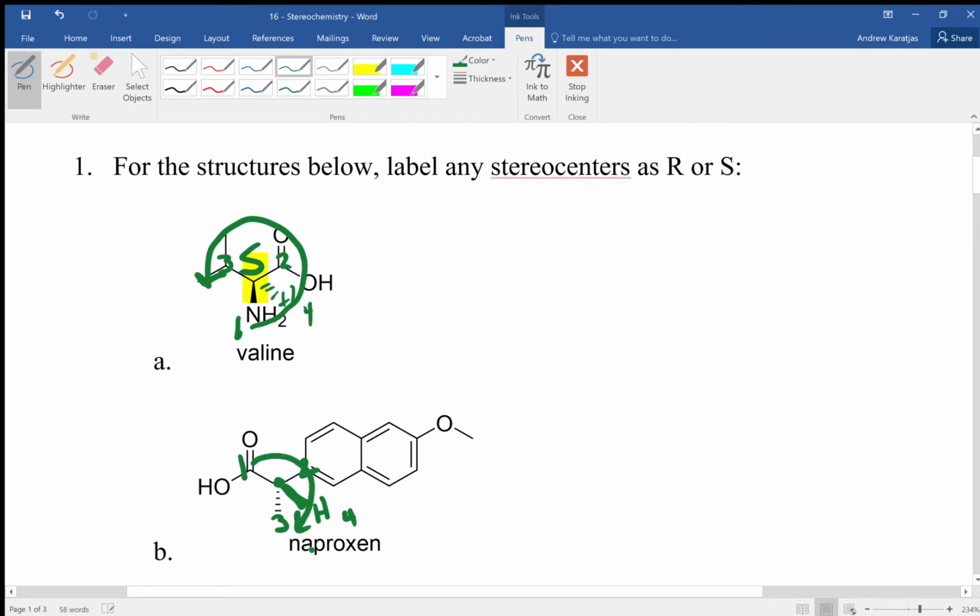Arrow goes clockwise. But because our low priority group, the hydrogen, is pointing forward, we have to take the opposite, and so this stereocenter is S.